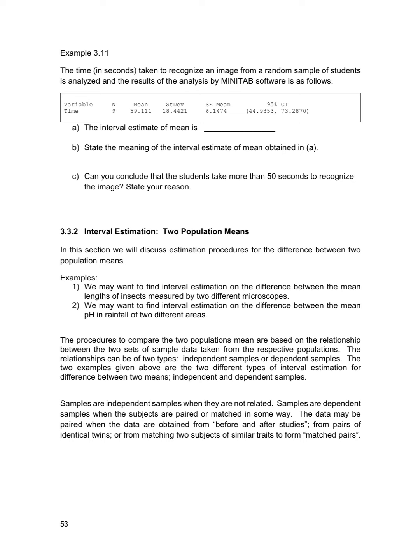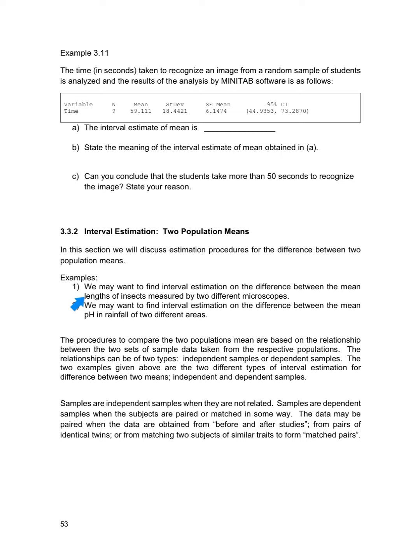Let's circle into the example first. We may want to find the interval estimation on the difference between the mean length of insects measured by two different microscopes. The other one, we may want to find the interval estimation on the difference between the mean pH in rainfall of two different areas. The procedure to compare the two population means is based on the relationship between the two sets of sample data taken from the respective populations.